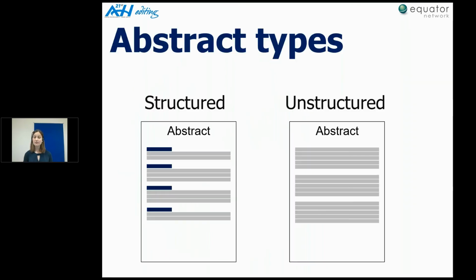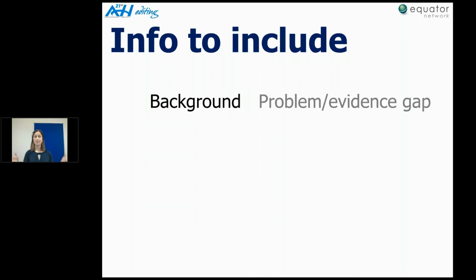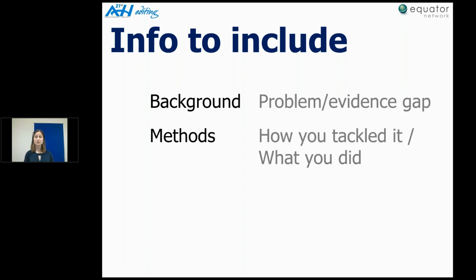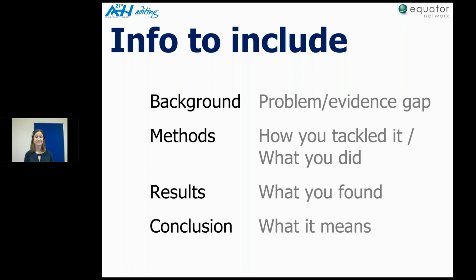There's 2 big types of abstracts, structured and unstructured. Your journal will tell you what they want. And the only difference is the structured abstract has headings for the 4 big sections. The unstructured doesn't, but they cover the same information. And that information is the background. What was the big problem? Where's the evidence gap? The methods. What did you do? The results, what did you find, and the conclusion, what does it mean?